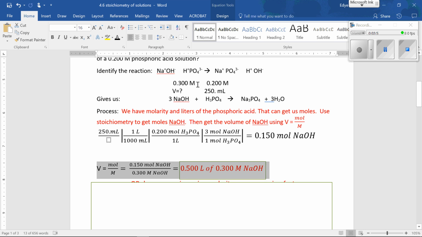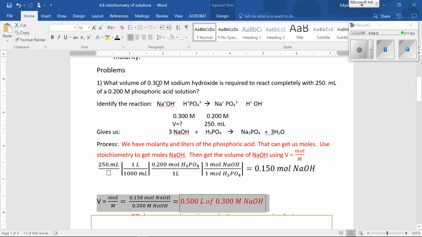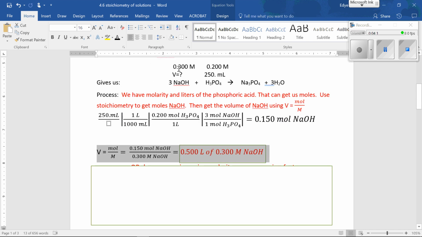I don't even have to read the problem. Make sure you write the information about each reactant above that chemical so that you don't get confused by the words in the question itself. I don't have to look back here. Just look up here. I know I have 0.3 molar NaOH, so I put that in the denominator where the molarity is right there. And I get 0.5 liters of 0.3 molar NaOH.